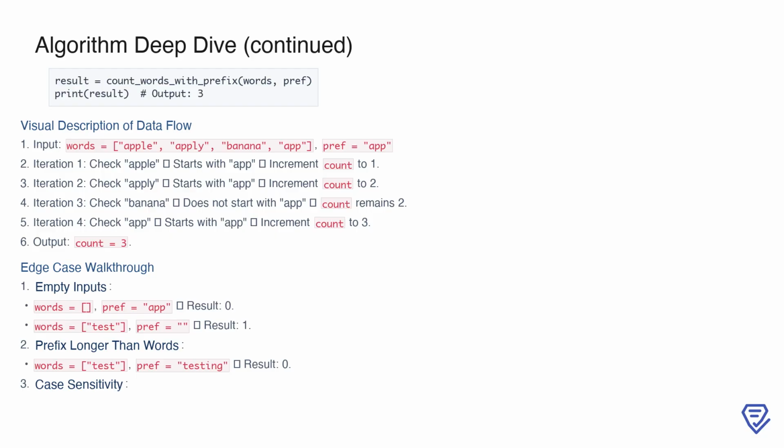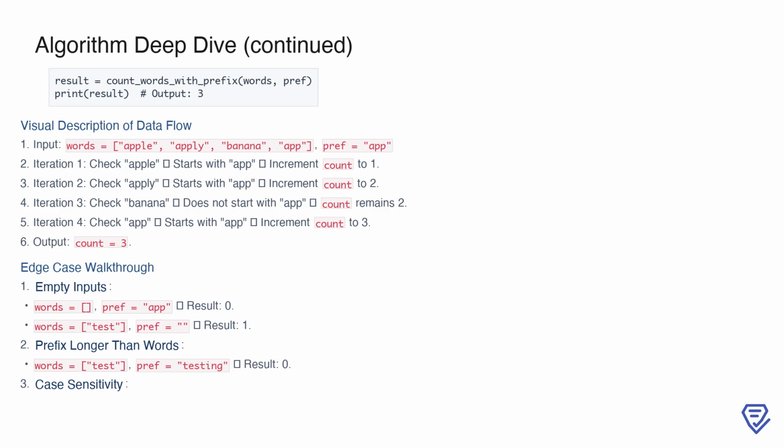It does, so the counter is incremented to 1. In the second iteration, it checks apply. This also starts with app, so the counter becomes 2. In the third iteration, it checks banana. This does not start with app, so the counter remains 2. Finally, in the fourth iteration, it checks app. This starts with app, so the counter is incremented to 3. The function then returns 3 as the result, which is the correct count of words starting with the prefix.